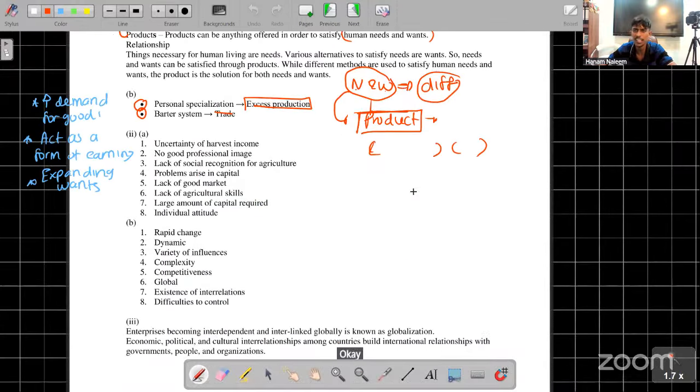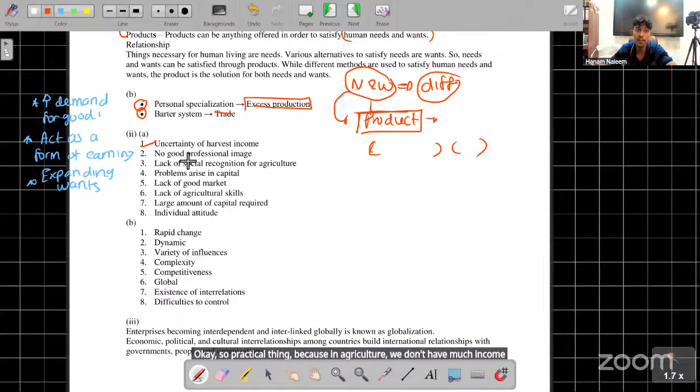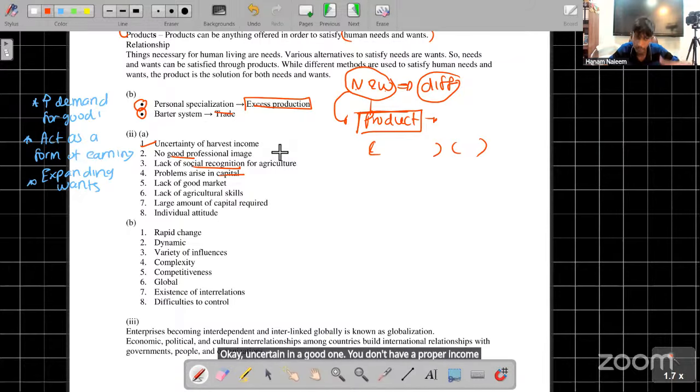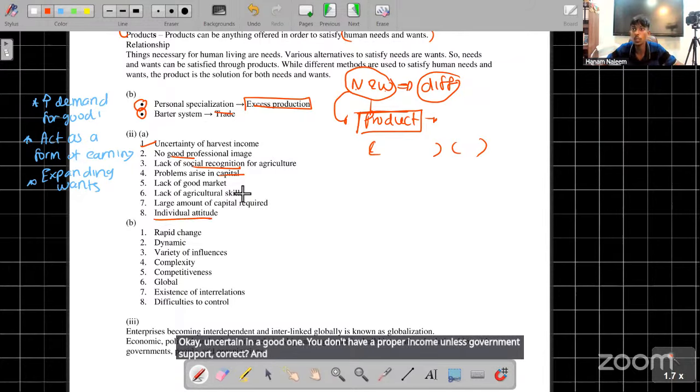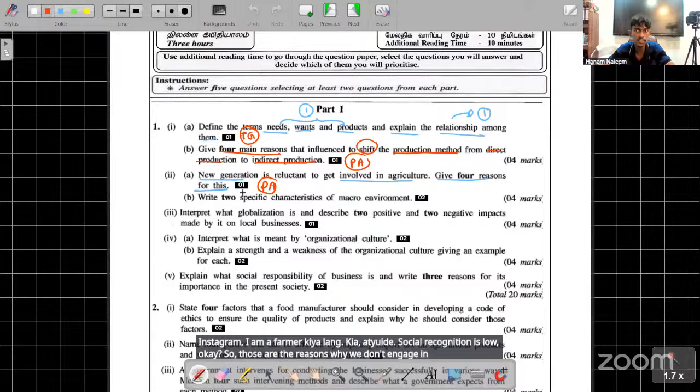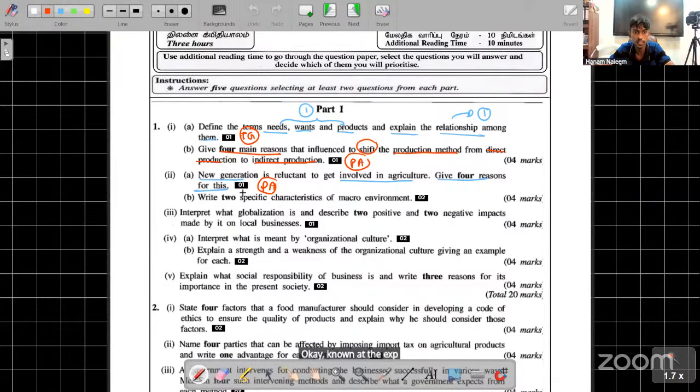Okay, so practical things: in agriculture we don't have much income. Yes, we don't have much knowledge to do agriculture. No professional image when we become a farmer. Lack of social recognition and problems in raising capital money. There is no good market. There is no good opportunity. You have to do hard physical work. Uncertain income, good one. You don't have a proper income. Less government support, correct. And also individual attitude. You don't go and put in your Insta bio, I am a farmer. There's an attitude that when we are farmers, our social recognition is low. So those are the reasons why we don't engage in agriculture. Four reasons is enough. No need to explain because the question is give four reasons.